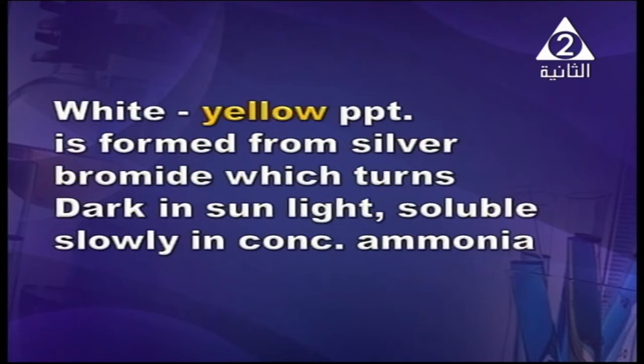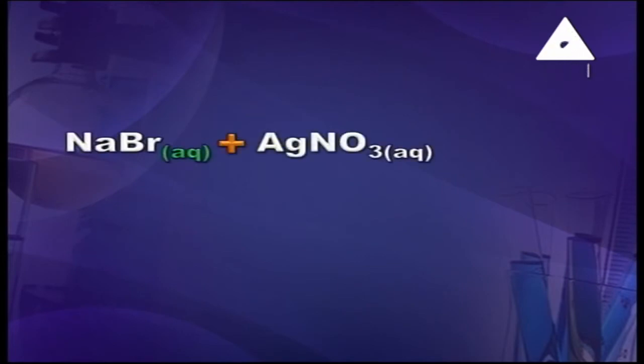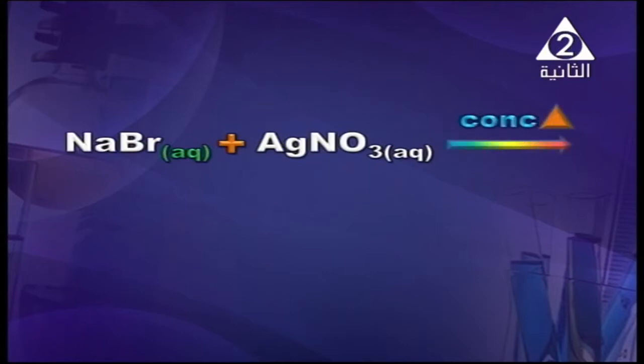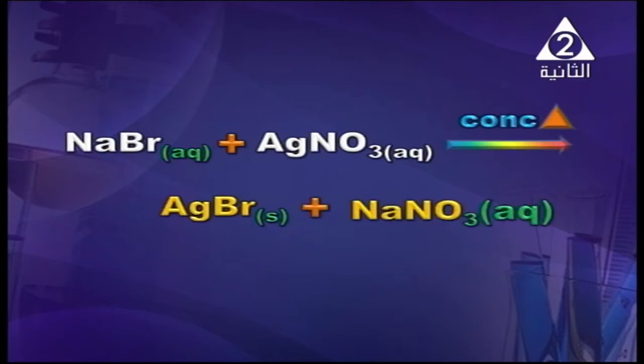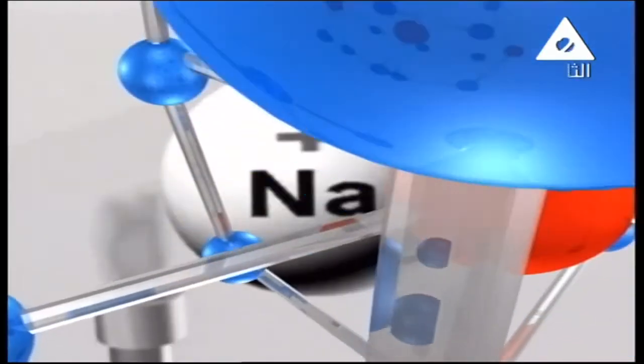AgBr, silver bromide. This silver bromide turns dark in the sunlight. Soluble, yes, but soluble slowly in concentrated ammonia. Look at this. When I say NaBr plus what? AgNO3, double substitution. Now, what do you have? AgBr plus what? Plus NaNO3. It's good to say that.